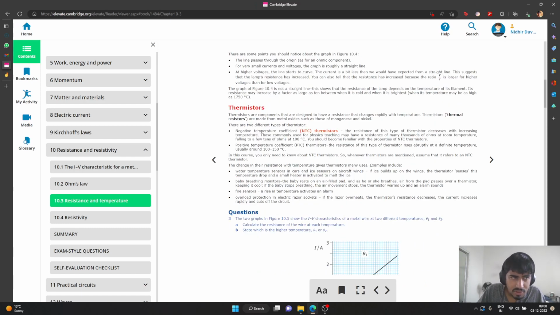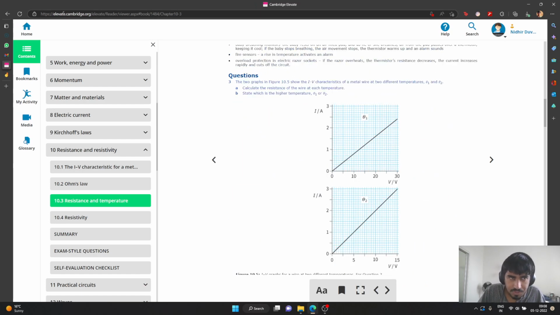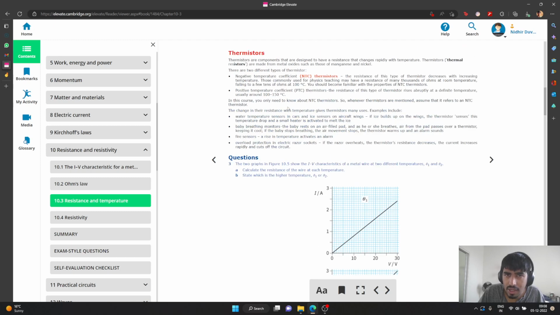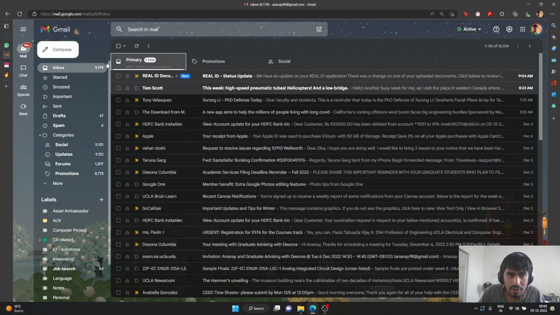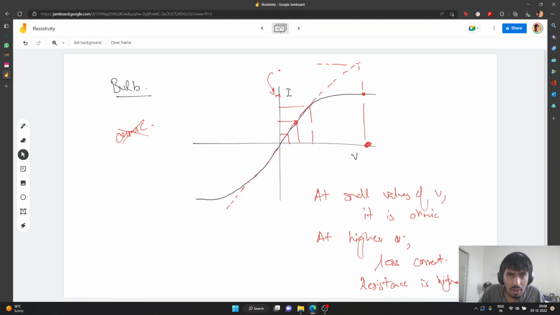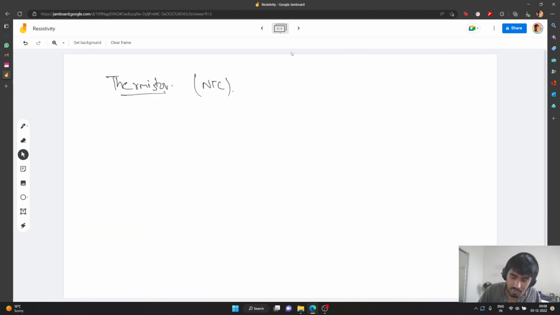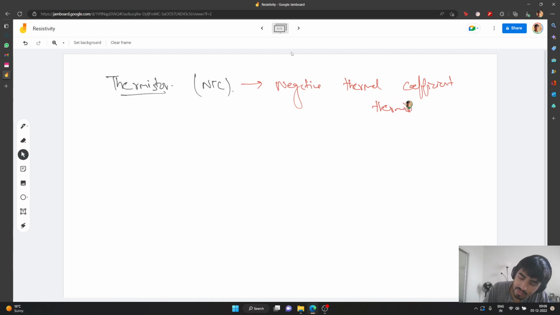Then we talk about these thermistors that are talked about in your book. So the idea of negative thermal coefficient thermistors. The idea is as temperature increases, resistance decreases.